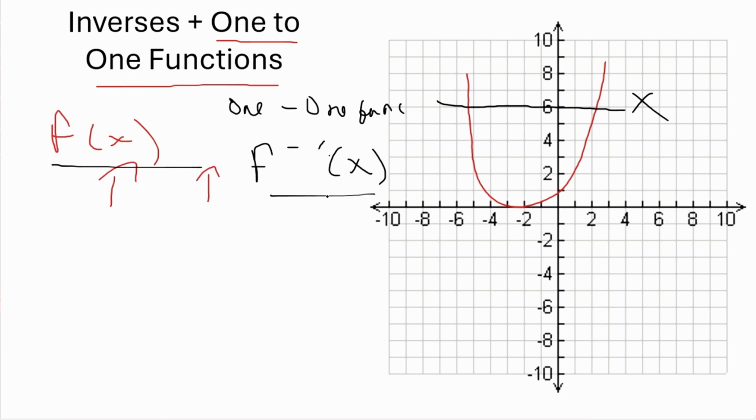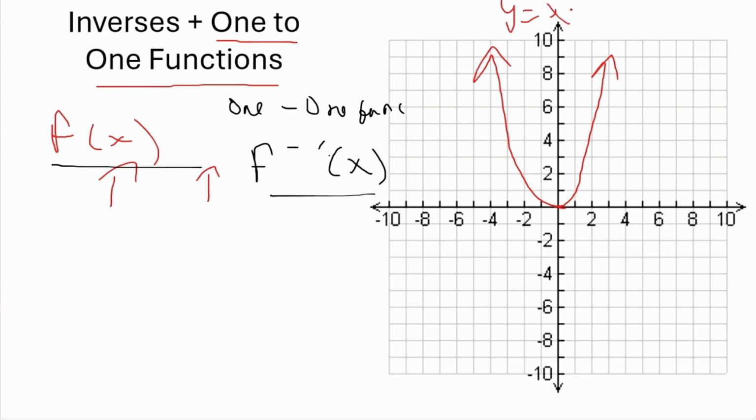A one-to-one function is when the normal function and the inverse are both functions. But what we can do is add a restriction to this function so that it becomes a function when we inverse it. So let's just say y equals x squared. This is just a sketch, bear with me.